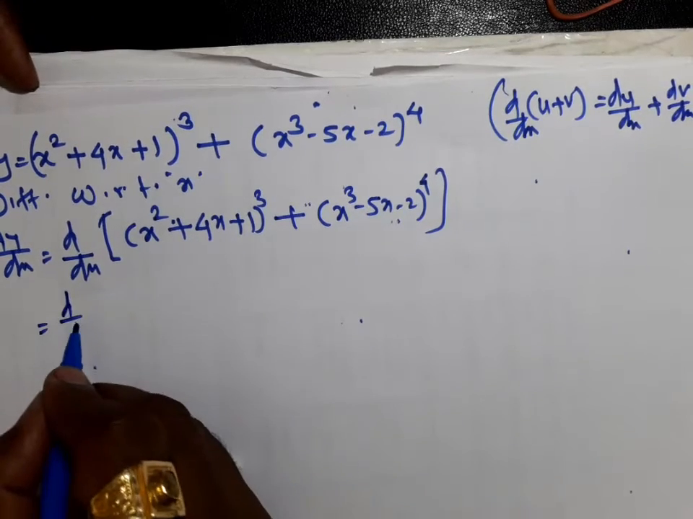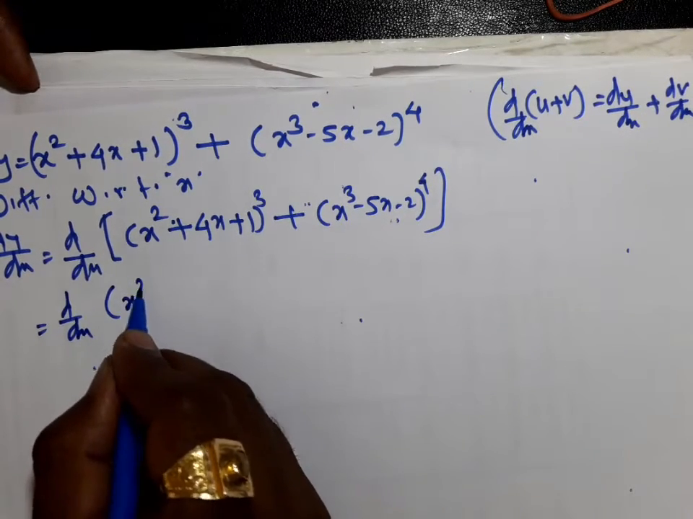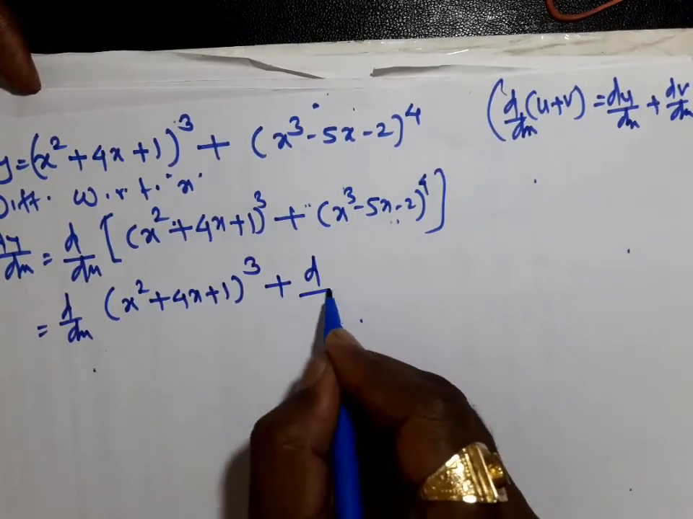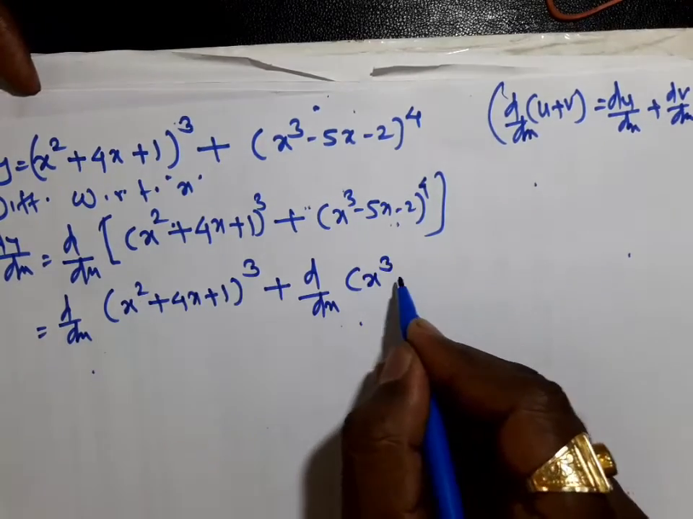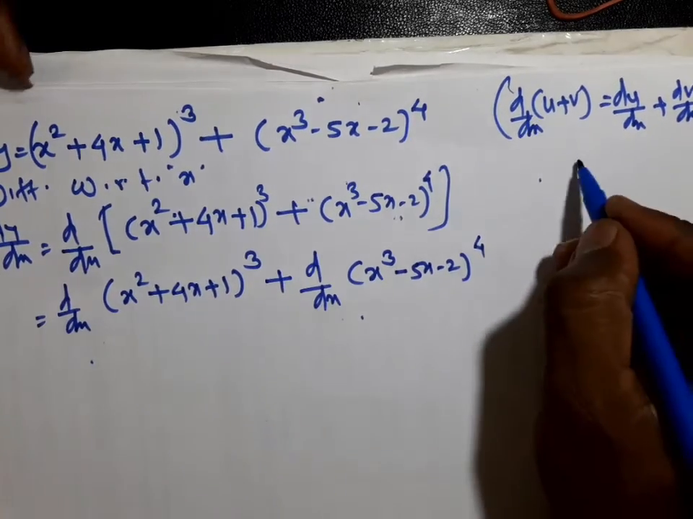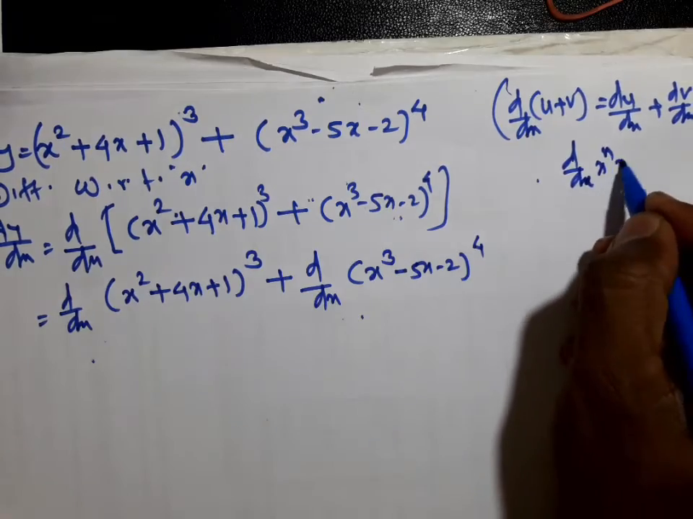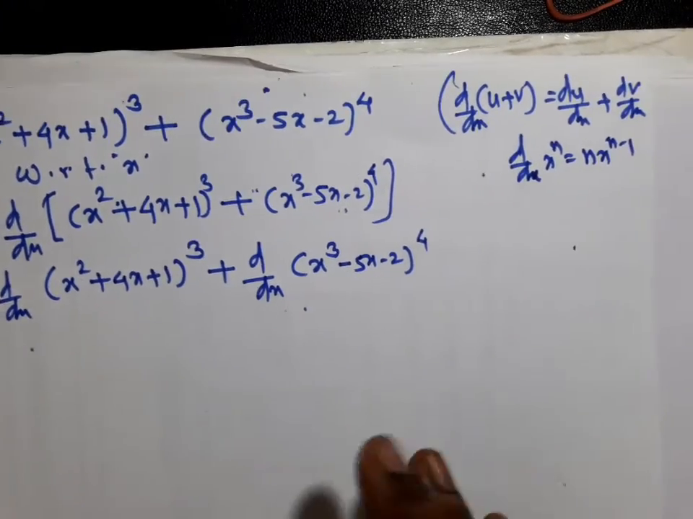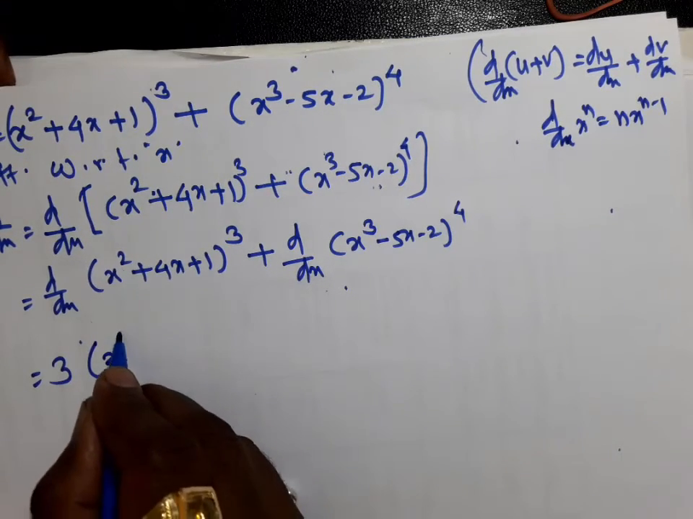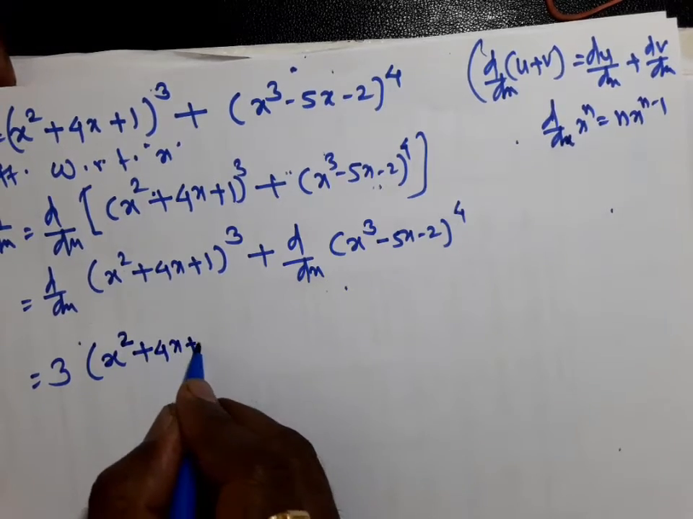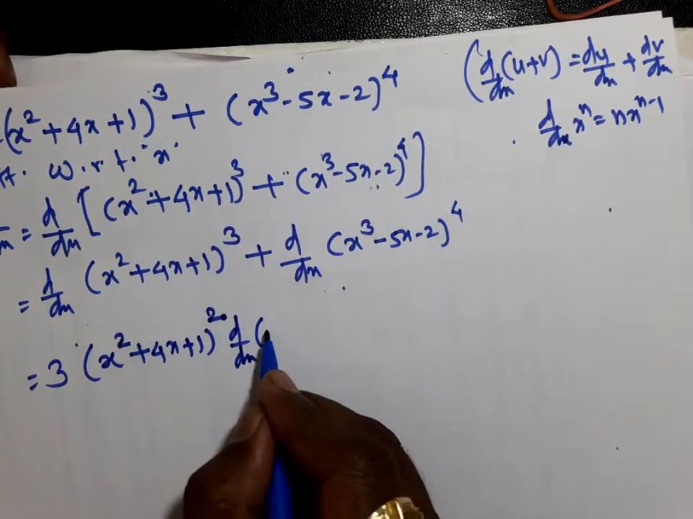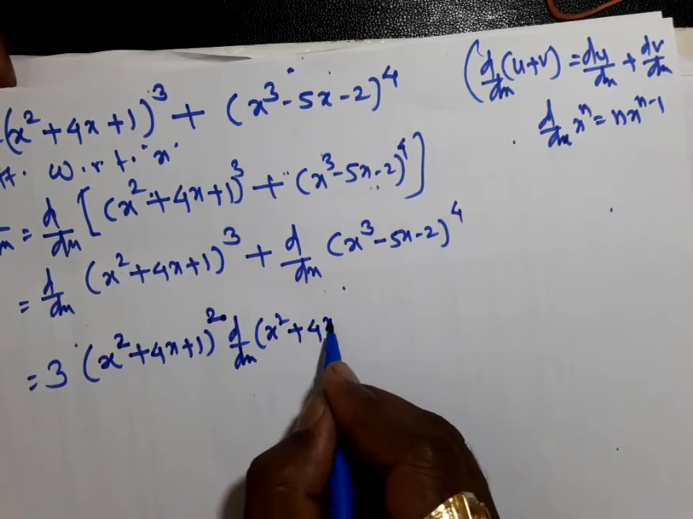So therefore this is d/dx of (x² + 4x + 1) raised to 3 plus d/dx of (x³ − 5x − 2) raised to 4. Again, what is the derivative of x raised to n? n x raised to n minus 1. This rule I am going to use here. 3, this is our whole function raised to 3 minus 1 is 2, and multiply by the derivative of the bracketed term.